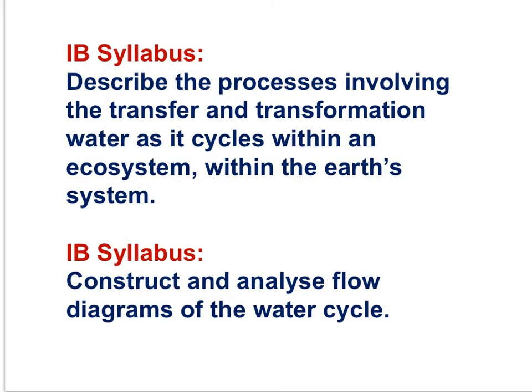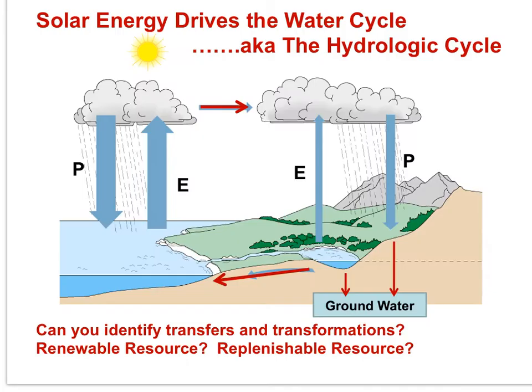Here are the relevant IB syllabus statements for Nutrient Cycling Part 2. Describe the processes involving the transfer and transformation of water as it cycles within an ecosystem within the Earth's system. Construct and analyze flow diagrams of the water cycle. Here is a simplified diagram of the water cycle. You can see the transformations in blue and the transfers in red.